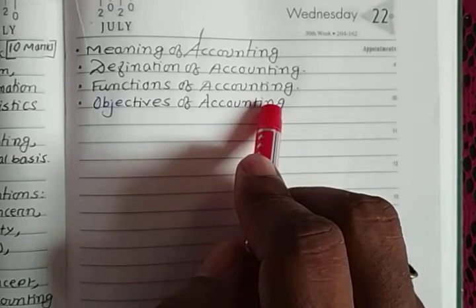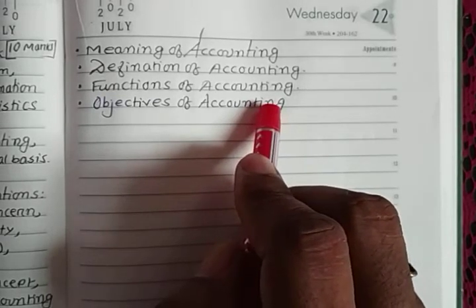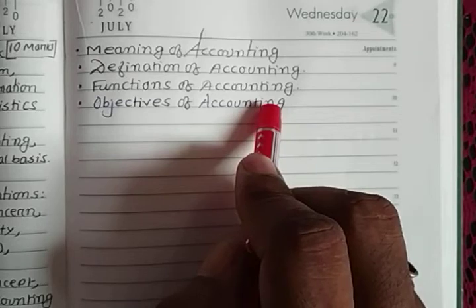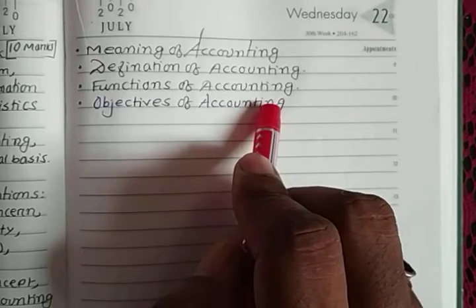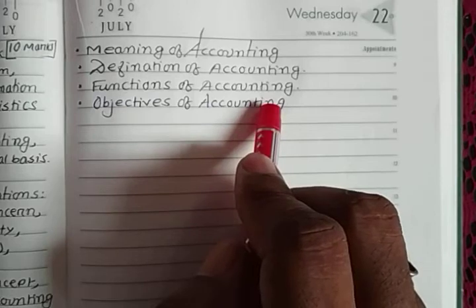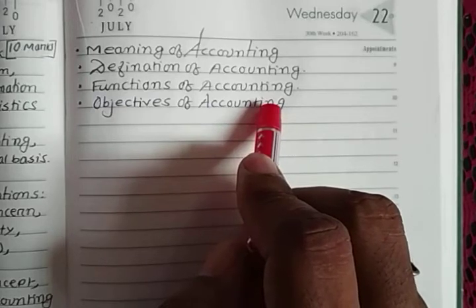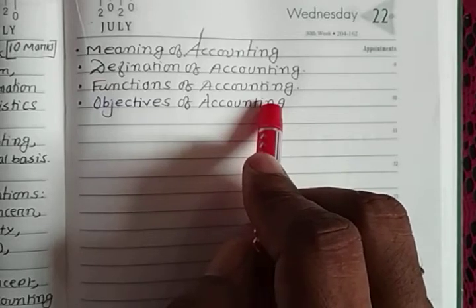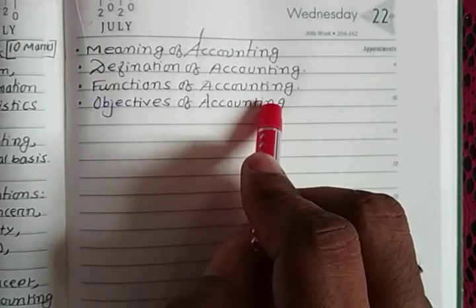That means results and analysis. Results and analysis means you have to find out the profit or loss of the business. For this you have to prepare the trading account, profit and loss account and balance sheet. In the balance sheet you will get assets and liabilities. Then after preparing the profit and loss account and balance sheet, you have to communicate this information to the different users. Who are the users? There are two types of users, internal users and external users. These users I will explain later on. So this is called accounting.